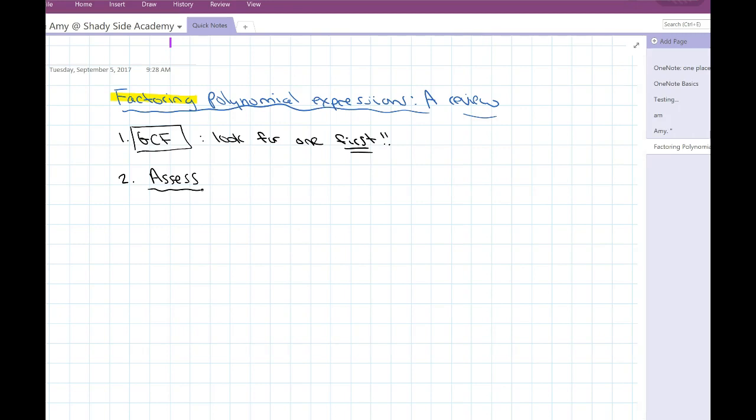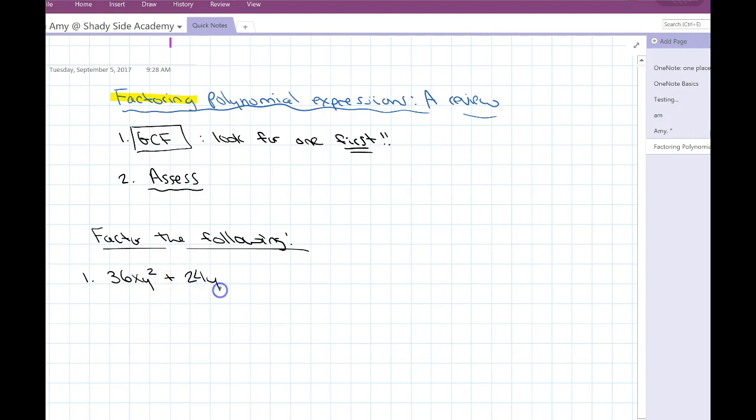So let's begin together. Okay, let's take a look at some expressions, some of these. And again, this should feel like a really comfortable review. Okay, so here's a first one. Okay, so here's an expression.